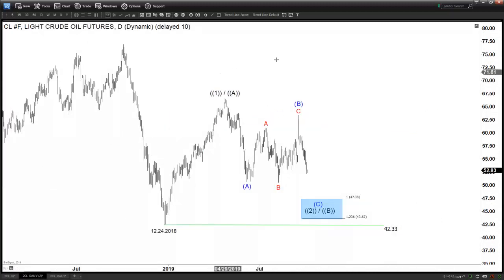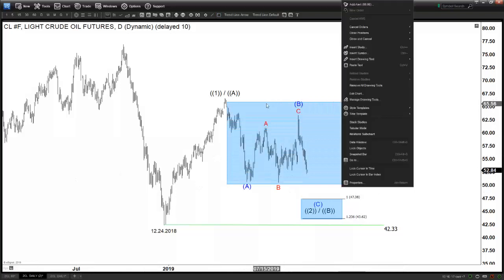All right, so this is what we are looking at now. Since we bottomed in December last year at 42, the rally here looks impulsive. So this either ended with 1 or with A, because it looks like 5 waves up, and then since then we've been sideways. It's not necessarily bullish or bearish. Oil is sideways if you look at it from the daily perspective.